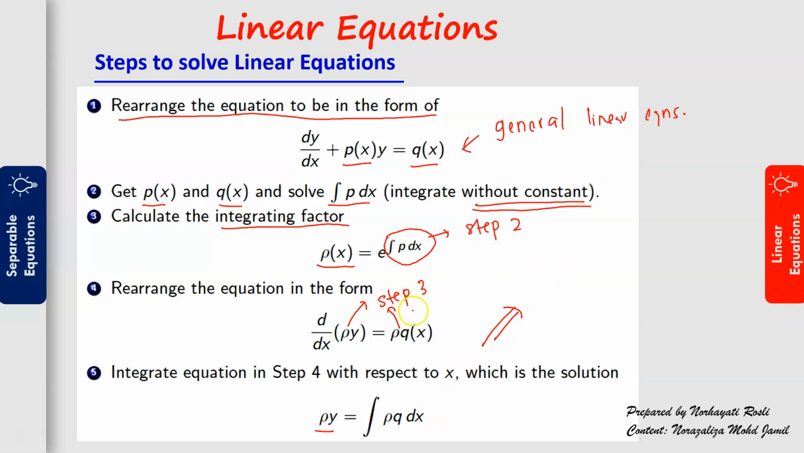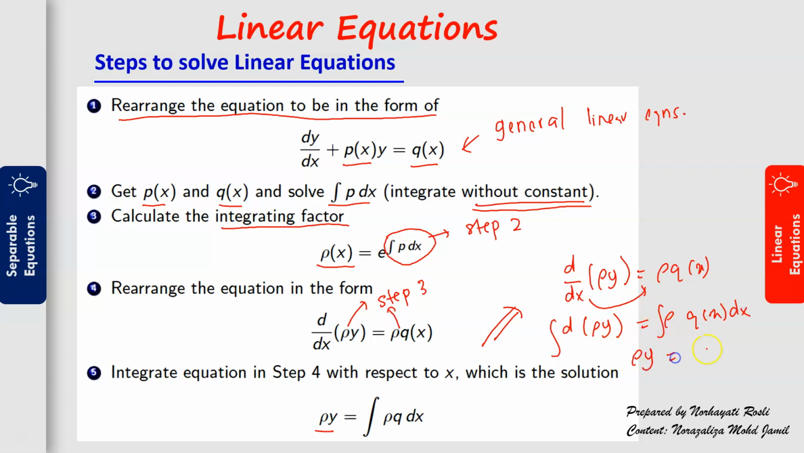If we have step number 4 here, d/dx of rho y, which is equal to rho Q(x), we can actually move this dx to this side. So we have d(rho y) equal to rho Q(x) dx, and then here we integrate both sides. We'll get here rho y equal to the integration of rho Q(x) dx. So we integrate this one. Finally, you will get a function of y, which is divided by rho. You can move rho again to this side.